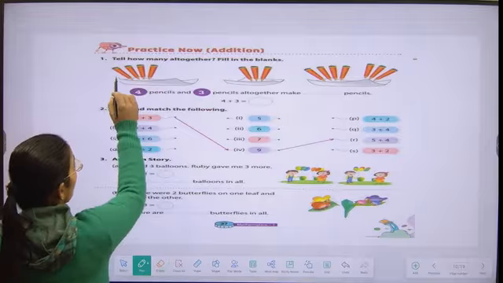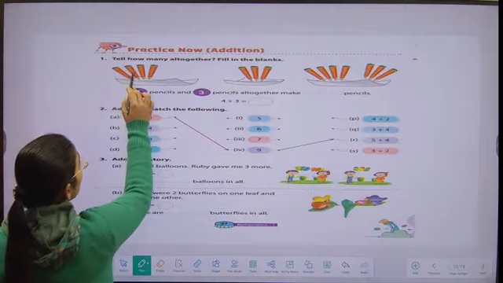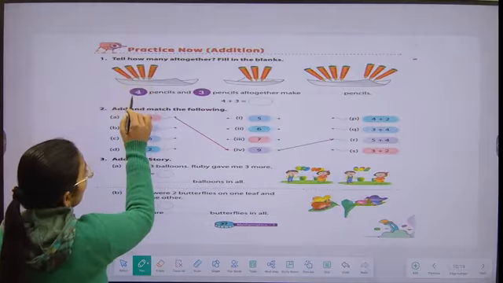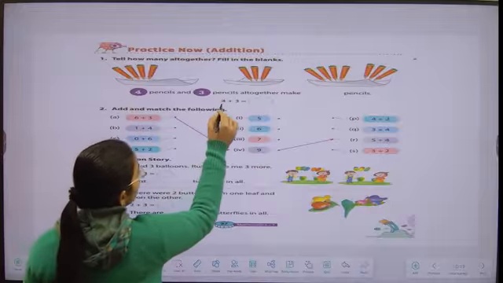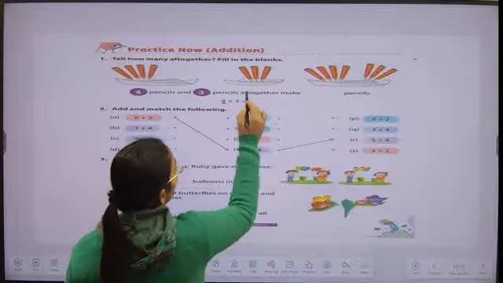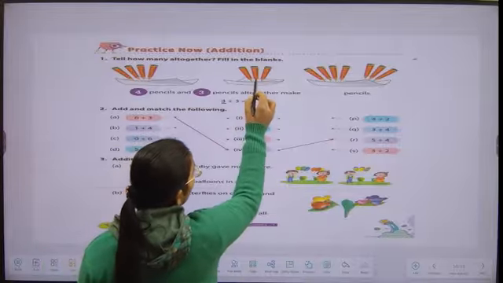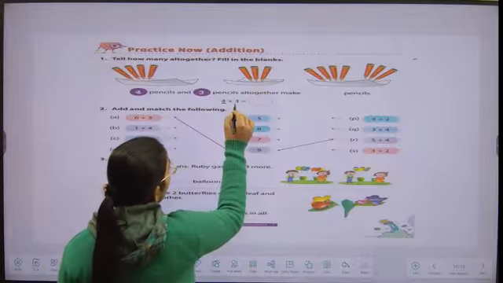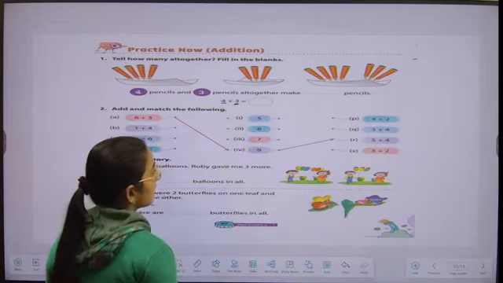On the first paper, count the pencils. 1, 2, 3, 4. We are having 4 pencils. So 4 is written for us. Now, along with how many pencils we are having? 1, 2, 3. So we are also having 3 pencils with us.